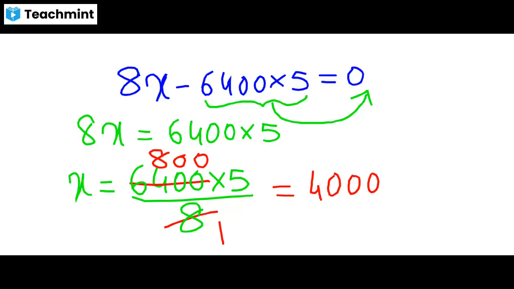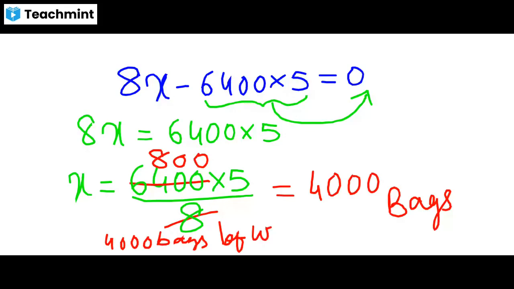How many bags? 4,000 bags of white cement should be sold to get neither profit nor loss. So you should write the last conclusion: 4,000 bags of white cement sold to get neither profit nor loss.